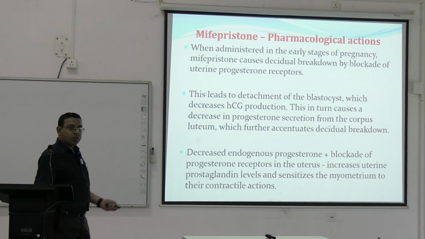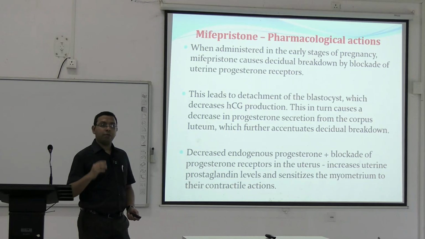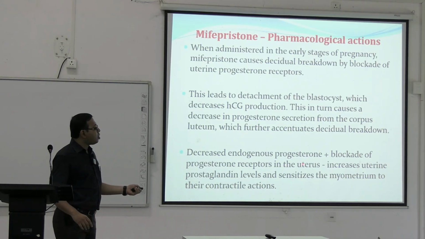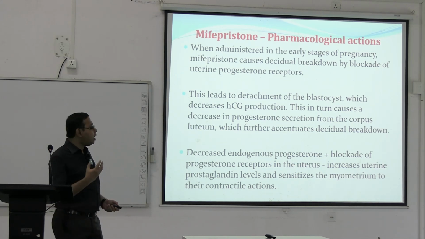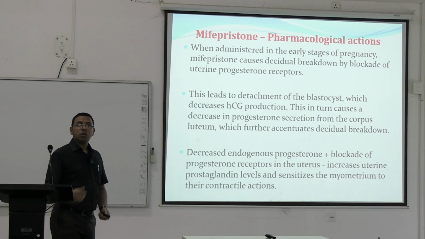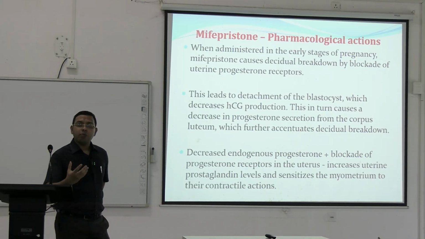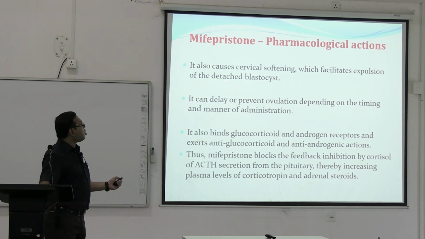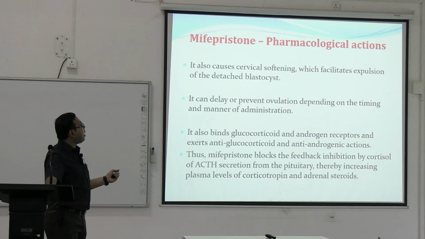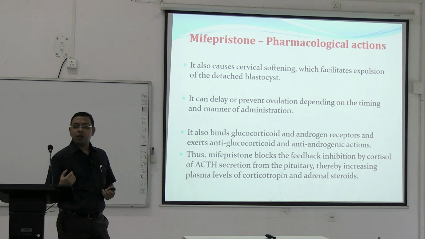So progesterone becomes decreased due to the blockade of the progesterone receptors by mifepristone. The blockade of the progesterone receptors in the uterus also increases the uterine prostaglandin levels, and that sensitizes the myometrium to their contractile actions. So the myometrial or uterine contraction becomes greater. When the uterine contraction becomes greater, that further facilitates the detachment and removal of the blastocyst. It also causes cervical softening, which facilitates expulsion of the detached blastocyst. So all this leads to detachment and ultimately expulsion of the blastocyst.